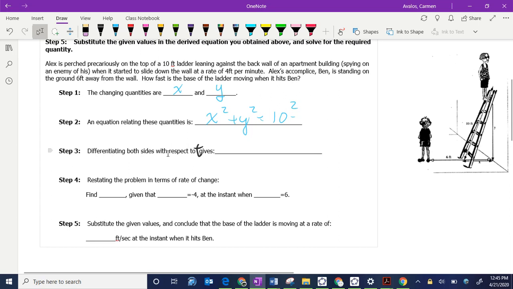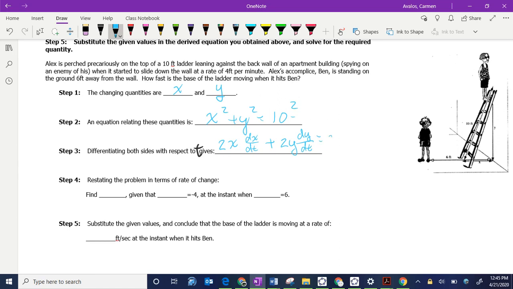So we differentiate both sides with respect to t. That's missing on mine, but it's in your booklet. Now we're not doing it with respect to x, so we have to take the derivative with respect to time. So we do the chain rule. We take the derivative of the outside, which is 2, leave the inside alone, which is x, and then take the derivative of x, so we have dx/dt. That's the derivative of x squared. Then plus the derivative of y squared, which is 2y times dy/dt.